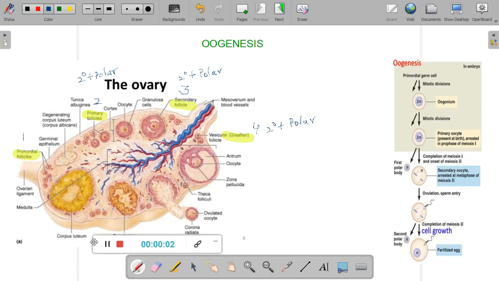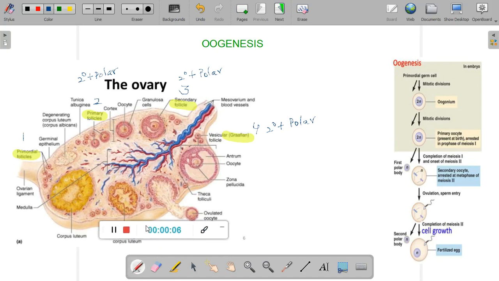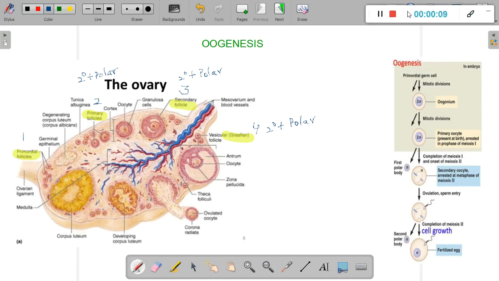Well, this is our second session on gametogenesis, and in this session, we will learn about the formation of the female gamete, which is called the egg. And this process of the formation of the female gamete in the ovaries of mammals is known as oogenesis, which means the birth, genesis of the egg, oogenesis. Now, there are various stages that are involved in this particular process, and this process takes place in the ovary.